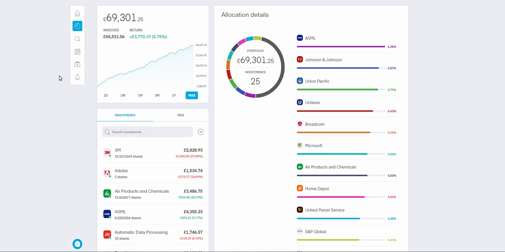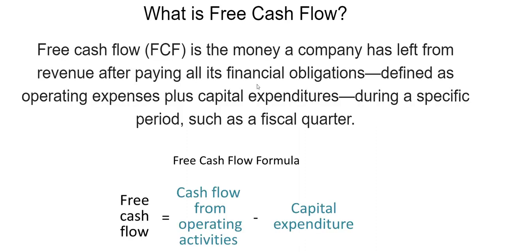I'm going to go over why this is one of the most important parts of looking at a company's financials. Why does free cash flow matter, and what is free cash flow in the first place? Like I said at the beginning, free cash flow is the money that a company has left over after they've paid off all their financial obligations. So they've paid all their expenditures. They paid their rent, they paid the workers, everything else.